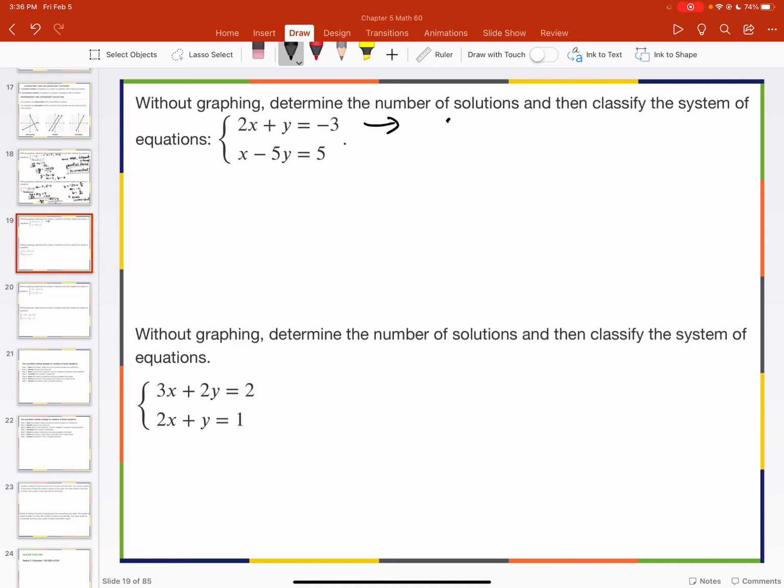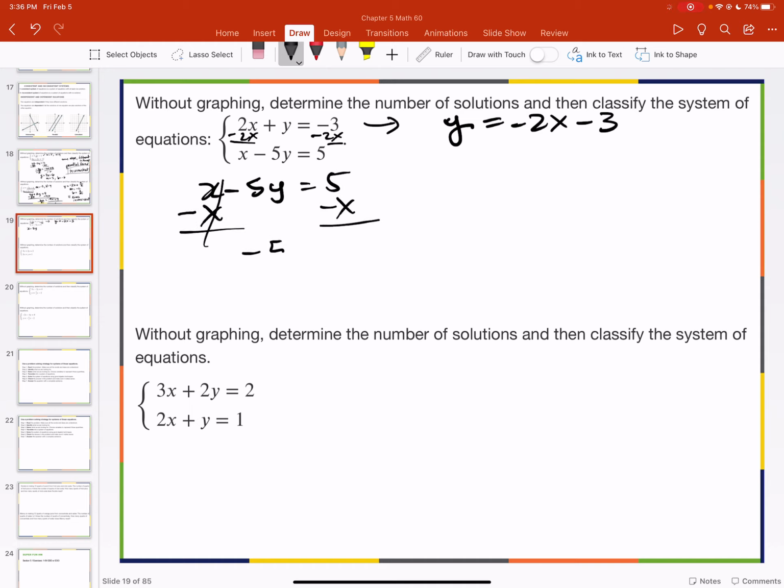If I subtract 2x from both sides, I will get y is equal to negative 2x minus 3, right? So that's basically, I just did this, okay? For the first one, and then for this one, I'm going to write this one out. x minus 5y is equal to 5. Subtract x from both sides, then you get minus 5y is equal to negative x plus 5, and then divide everything by negative 5. We get y is equal to 1/5 x minus 1.